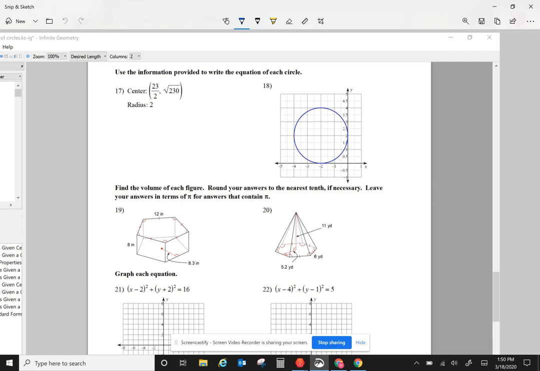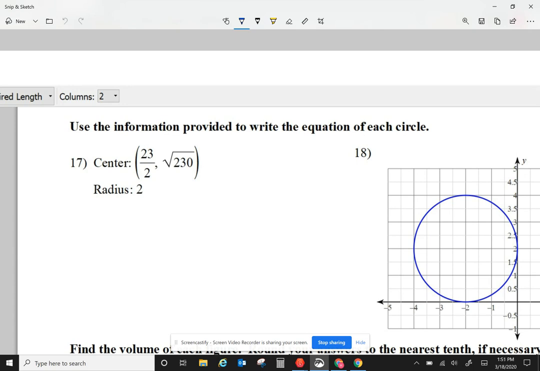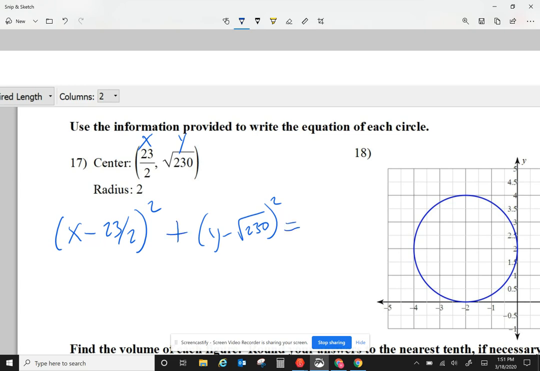All right, let's review. Number 17, we're going to be looking at the equation of a circle. So for the x value, I see I have an x and a y value. So I'm just going to write x minus 23 over 2 all squared. All I did was change the sign. On the y, I'm going to go y minus the square root of 230 all squared. All I did is change the sign, have a plus sign in between them, and this is going to equal 4, the radius squared.